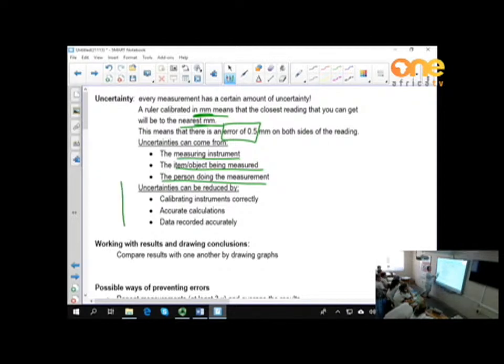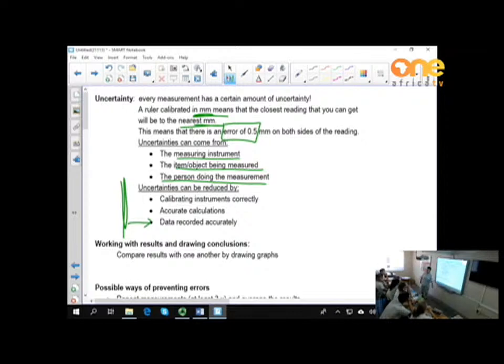Uncertainties can be reduced by calibrating instruments correctly. Now, normally when we buy a ruler, we don't worry much about the accuracy of the ruler because we usually use it to draw straight lines. But if I need to measure the diameter of a pipe, I'm going to buy a caliper or a micrometer, which has a higher level of accuracy. Okay, so you need to choose the correct instrument as well. And then your data must be recorded accurately.